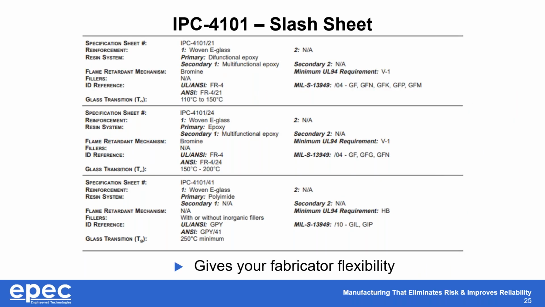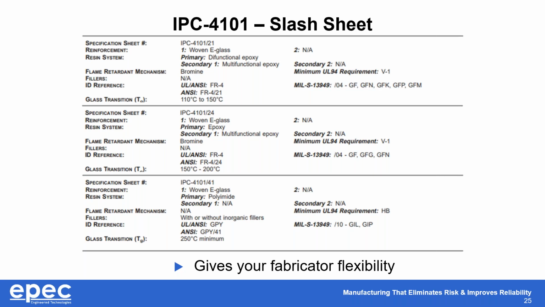So the whole idea of this IPC 4104, sometimes referred to as the slash sheet, is that it gives our fabricators flexibility, right? If you're looking at FR4, and this is just the /21, which is the top one, and you went into the IPC 4104 spec, it's more than just this. This is just the summary sheet. It shows that for FR4, here's what a couple of them look like, and there are several more. One below it is one of the polyimide ones.